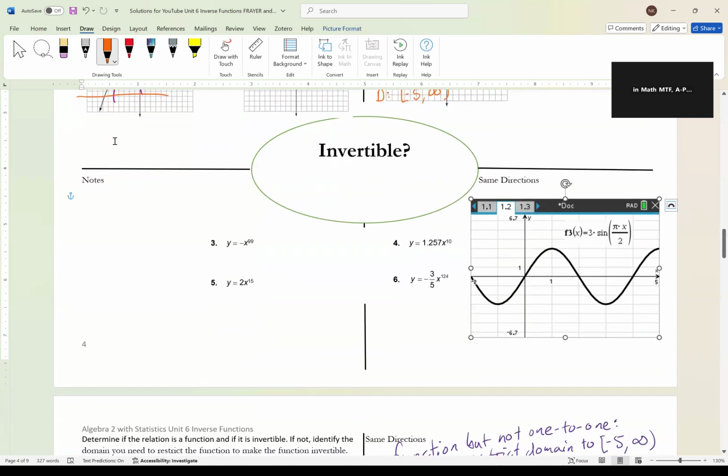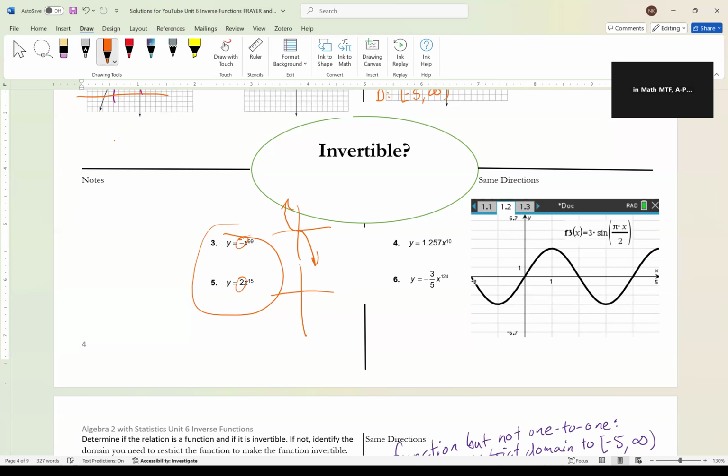Remember one of the conversations we had in class for this spicy section, odd degree polynomials, as long as it's not a complicated one, there's only transformations like a reflection here, dilation by 2 here. So then odd degree are going to be one-to-one and thus invertible.